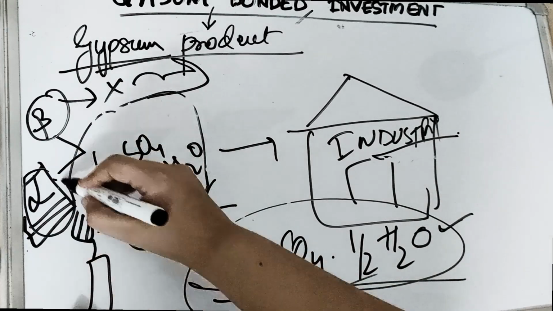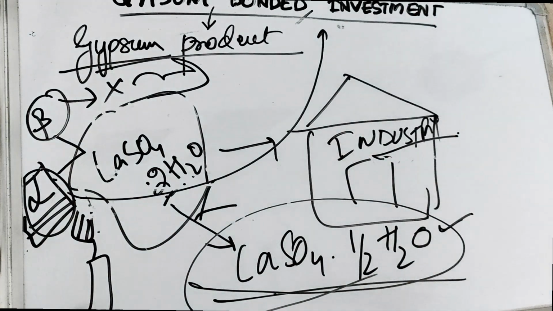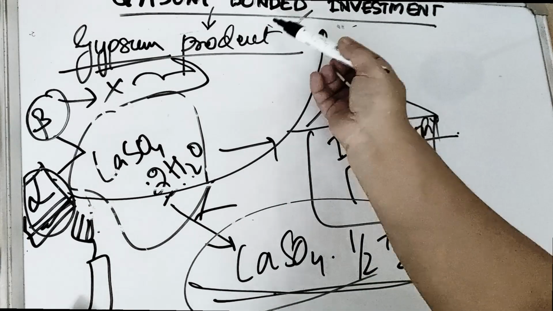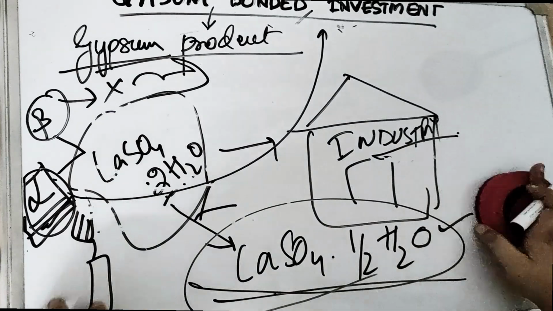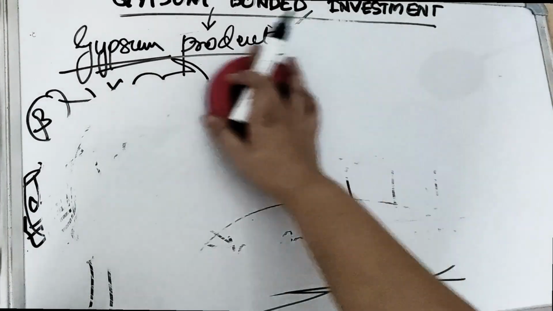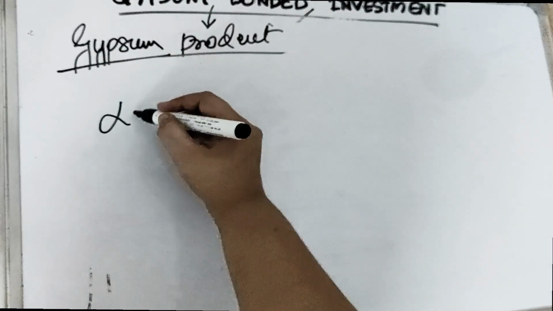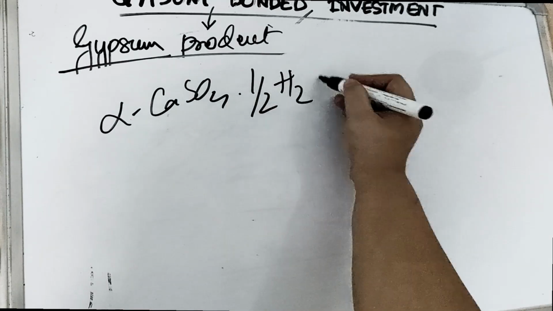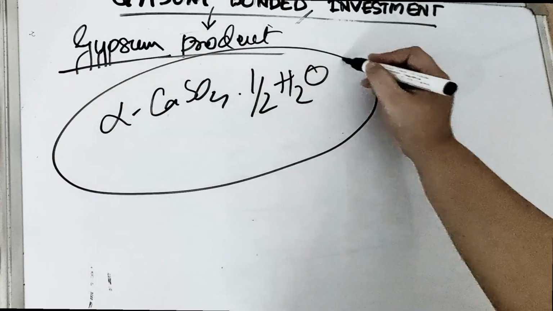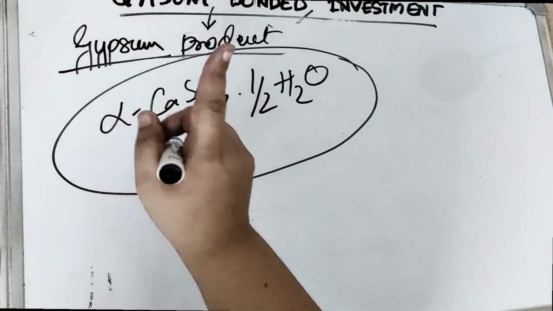So these alpha particles, gypsum bonded, we are going to use for investment material. So what are we going to do? We are going to take these alpha particles of the gypsum product. So we are taking the alpha calcium sulfate hemihydrate crystals. This is the main ingredient of the gypsum bonded investment, but it is not the principal ingredient.